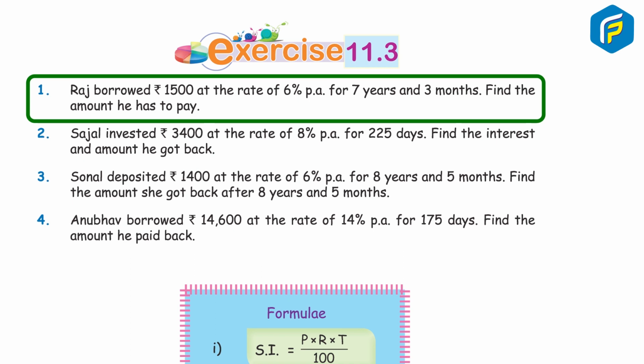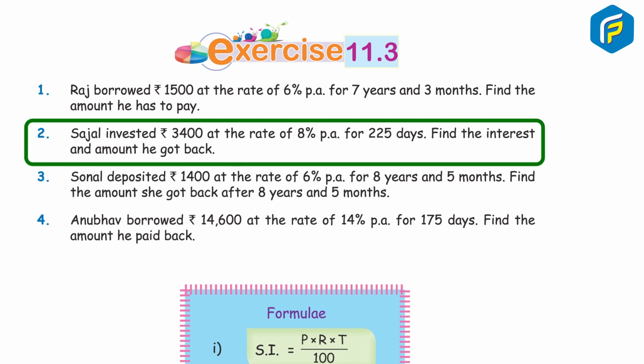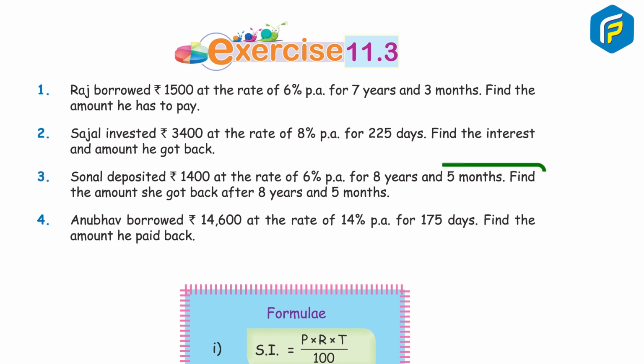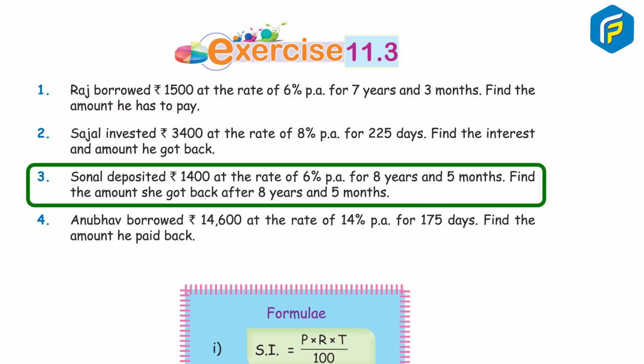Answer: 2152.20. Question 2. Sajal invested rupees 3400 at the rate of 8% PA for 225 days. Find the interest and amount he got back. Answer: 3567.67. Question 3. Sonal deposited rupees 1400 at the rate of 6% PA for 8 years and 5 months. Find the amount she got back after 8 years and 5 months.